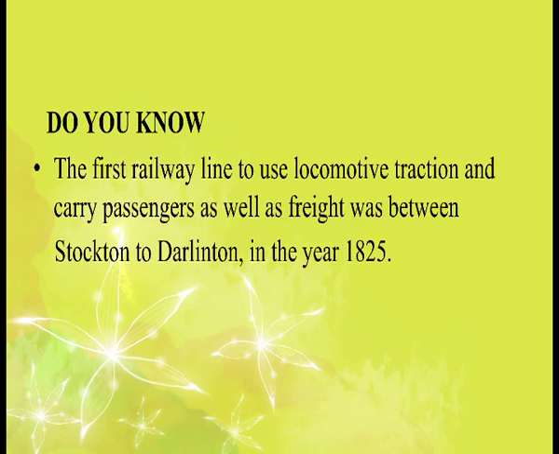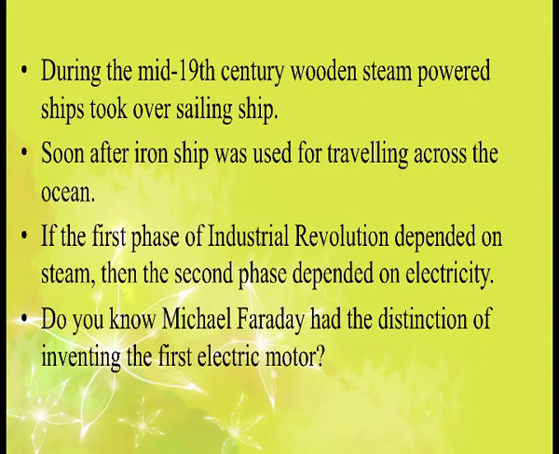Do you know that the first railway line to use locomotive traction and carry passengers as well as freight was between Stockton and Darlington in the year 1825? During the mid-19th century, wooden steam powered ships took over sailing ships. Soon after, iron ships were used for traveling across the ocean. If the first phase of the Industrial Revolution depended on steam, then the second phase depended on electricity.